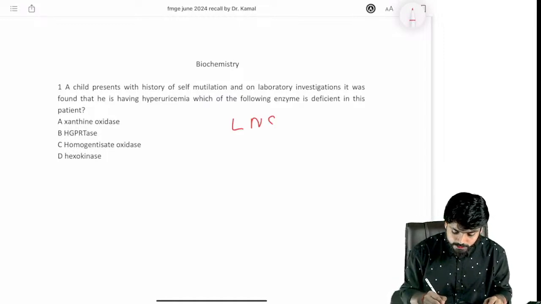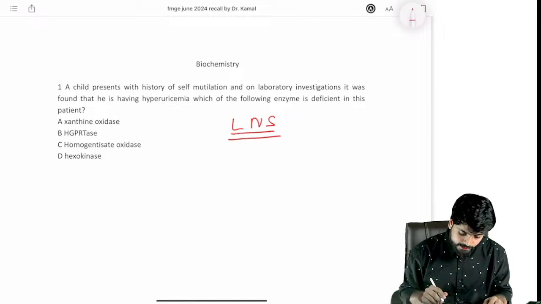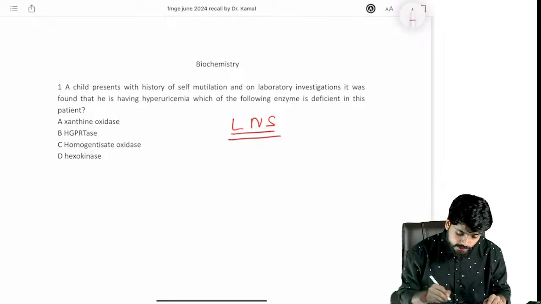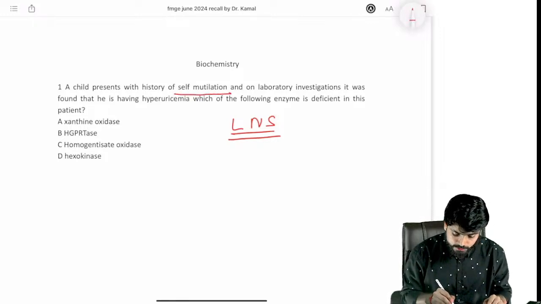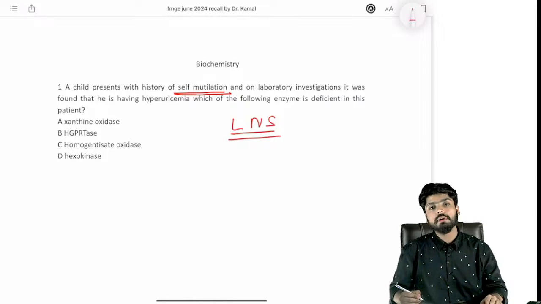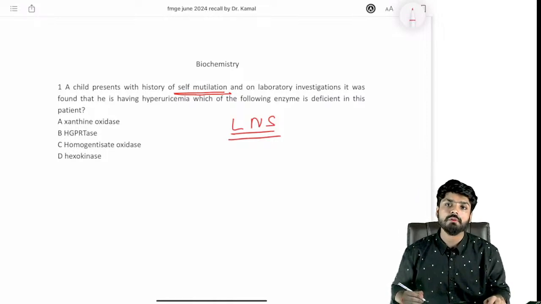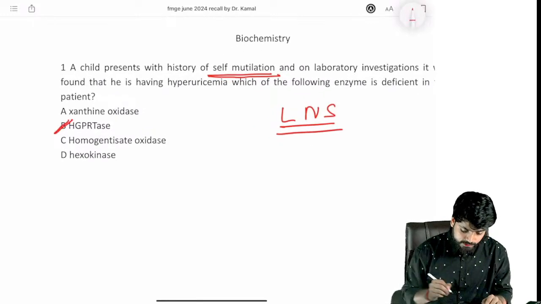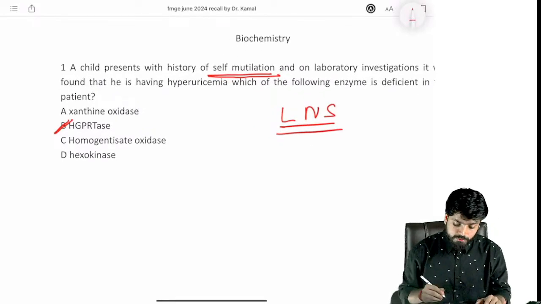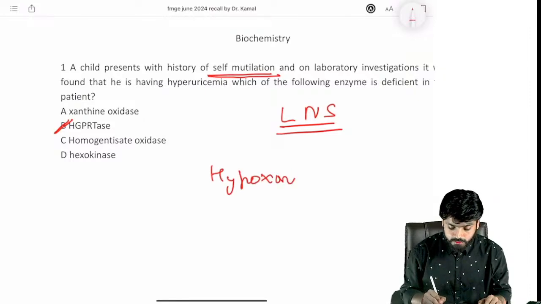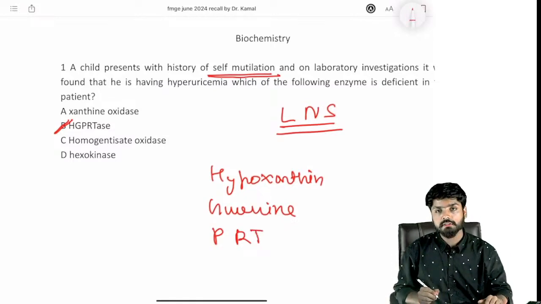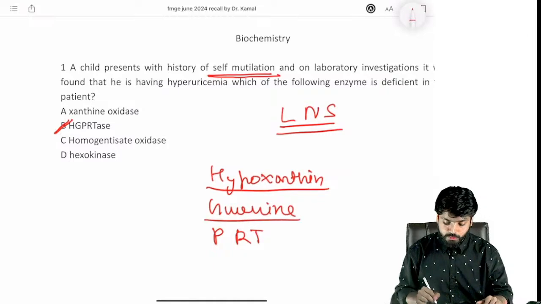This is none other than Leach-Nyhan syndrome. Now, the characteristic finding in this question that we have to remember is self-mutilation. Self-mutilation easily gives away the diagnosis, but as we know, it's a biochemistry question. They're going to ask us about something underlying the pathology, and that is none other than the HGPRT test. So what is the HGPRT test? The full form is hypoxanthine guanine phosphoribosyl transferase. Now you have to understand what hypoxanthine and guanine are.